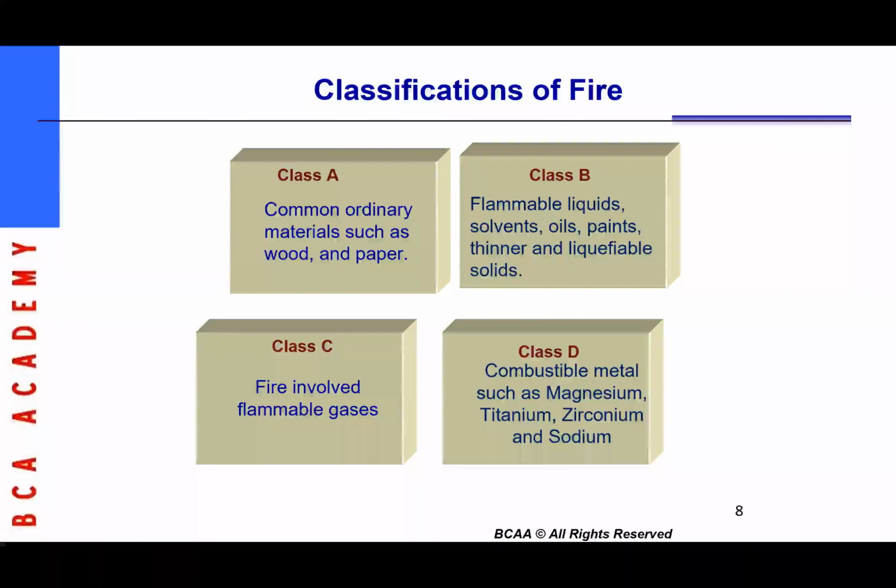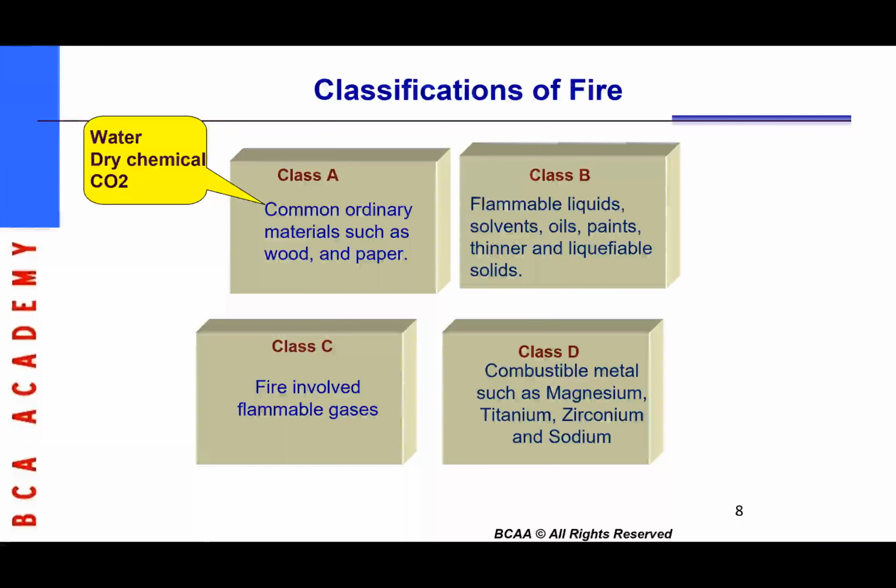Now we will introduce the classification of fire and the types of extinguisher to fight the fire. There are mainly 4 classes of fire: Class A, B, C, and Class D. Class A fire involves common materials such as wood, paper, and cloth. If you encounter such fire, water, dry chemicals, and carbon dioxide extinguishers are recommended to fight this type of fire.